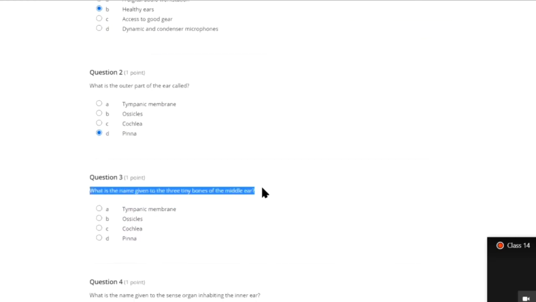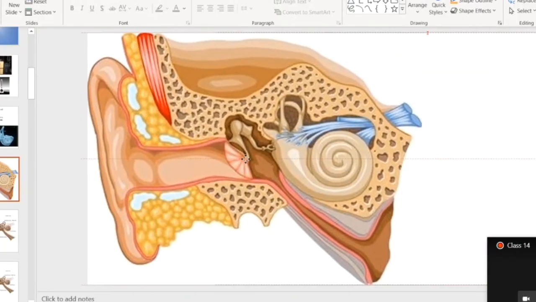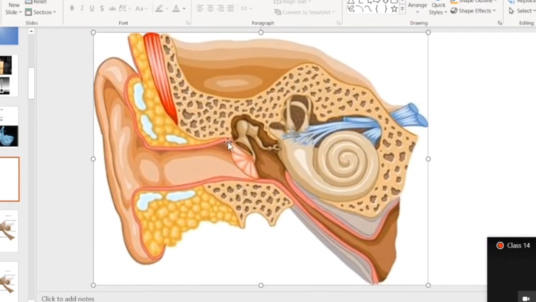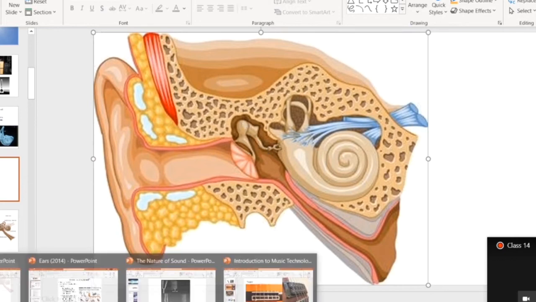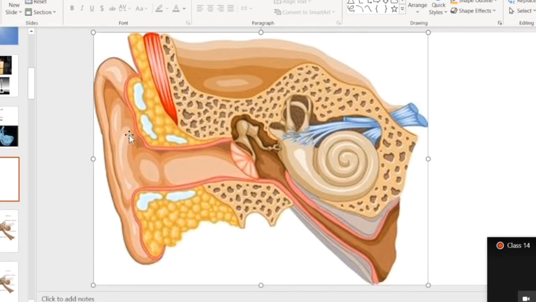Okay, going further inside, what is the name given to the three tiny bones of the middle ear? Is that A, tympanic membrane, B, ossicles, C, cochlea, or D, pinna? So the fancy name for the three tiny bones inhabiting the middle ear, the malleus, incus, and stapes, collectively known as the ossicles, or in music technology class, just the three tiny bones in your ear. That's part of the middle ear. So the outer ear, the part you can see, is the pinna, right? Then the ear canal. And then this thin sheath of skin is the tympanic membrane or the eardrum, which is affixed to the three tiny bones, which amplify the vibrational energy. And that's the middle ear: outer, middle, and then the inner ear.